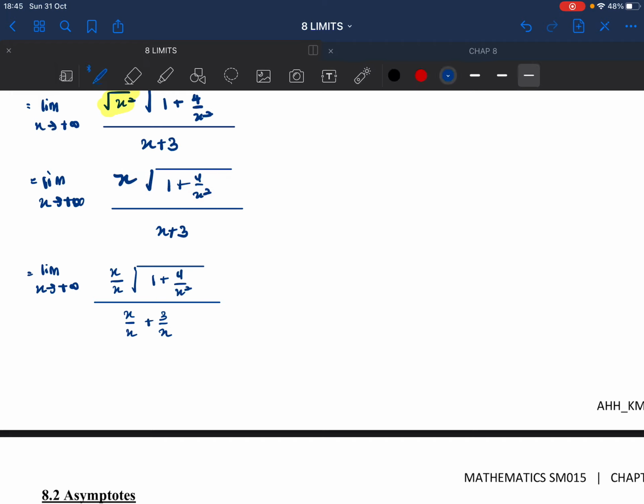So here you are going to get, just simplify the answer here first. We have the limit as x approaches positive infinity. Here we are going to get 1. So in the numerator we are left with 1 plus 4 over x square only. The denominator we have 1 plus 3 over x. So now we can substitute the value of infinity, which gives 1 plus 0 over 1 plus 0, and your answer should be equal to 1. Okay, so that is your final answer.